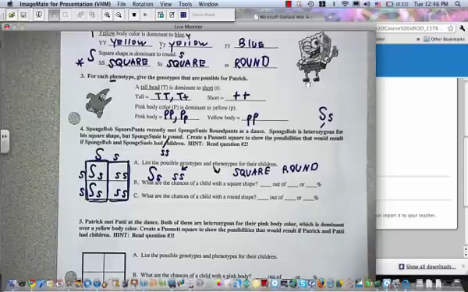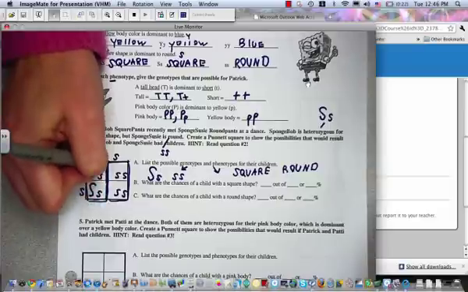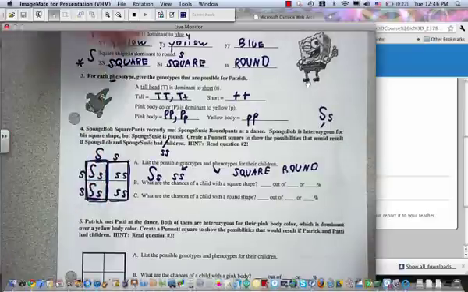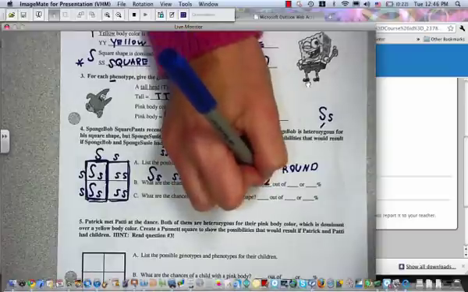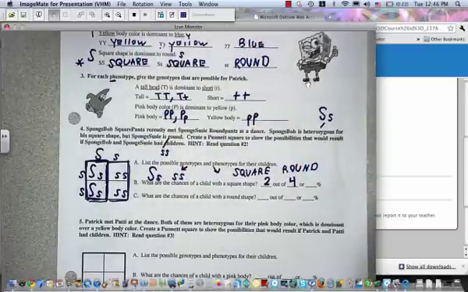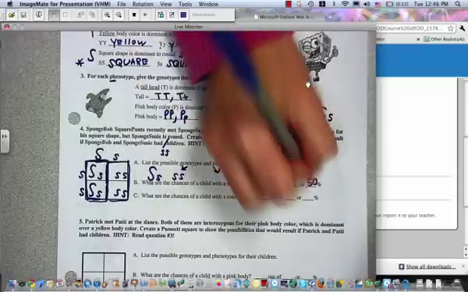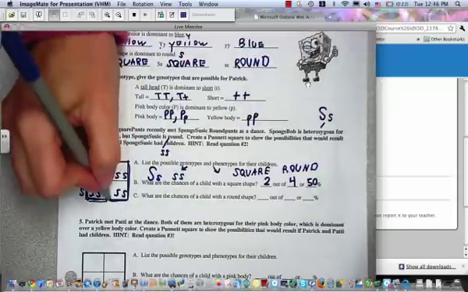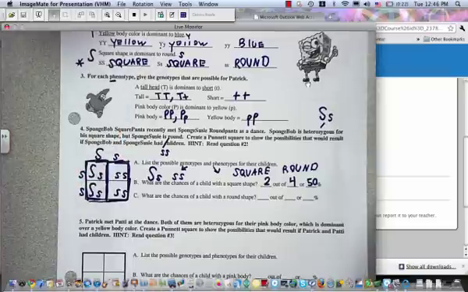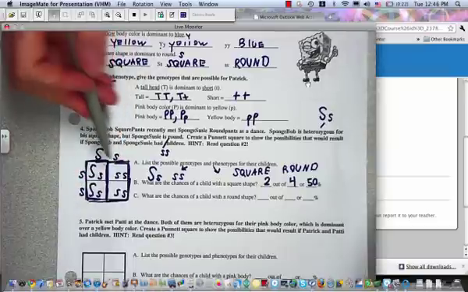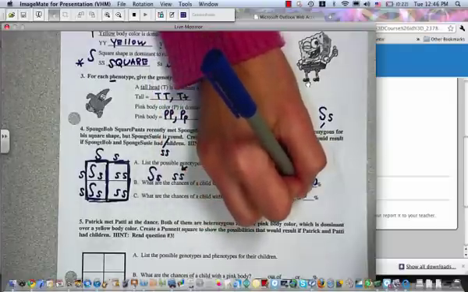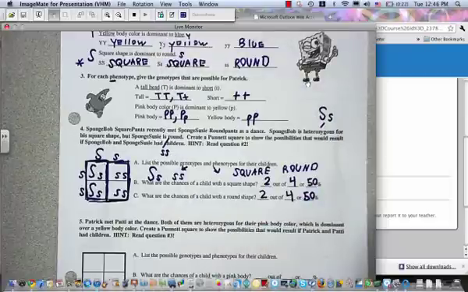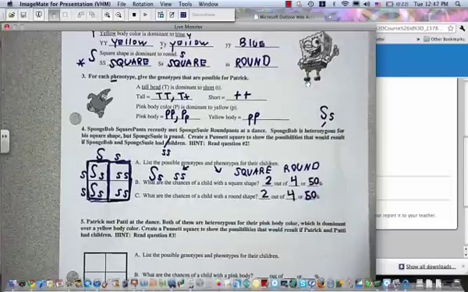B, what are the chances the child will have a square shape? These are the ones that are square, 2 out of 4. So 2 out of 4 would give you 50%. Round shape would be these two. Two out of 4, again, 50%. 50% of their offspring could be round, 50% could be square.